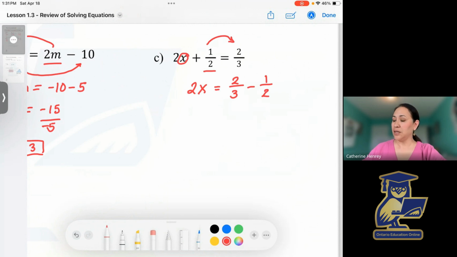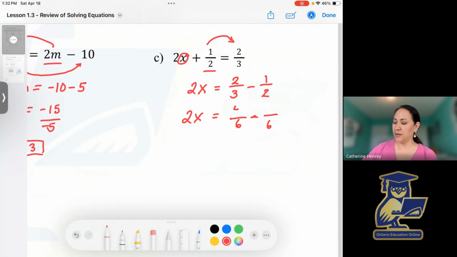And now if we take a look at the right side of this equation, we have fractions that don't have the same denominator, so they can't be subtracted. We have to change that and have a common denominator, and in this case, it is going to be 6. So I'm leaving the left side, we didn't touch it, it's a 2x. On the right side, we have to have the same denominator between those two fractions. So I changed the numerator. I had to multiply 3 by 2 to get 6.